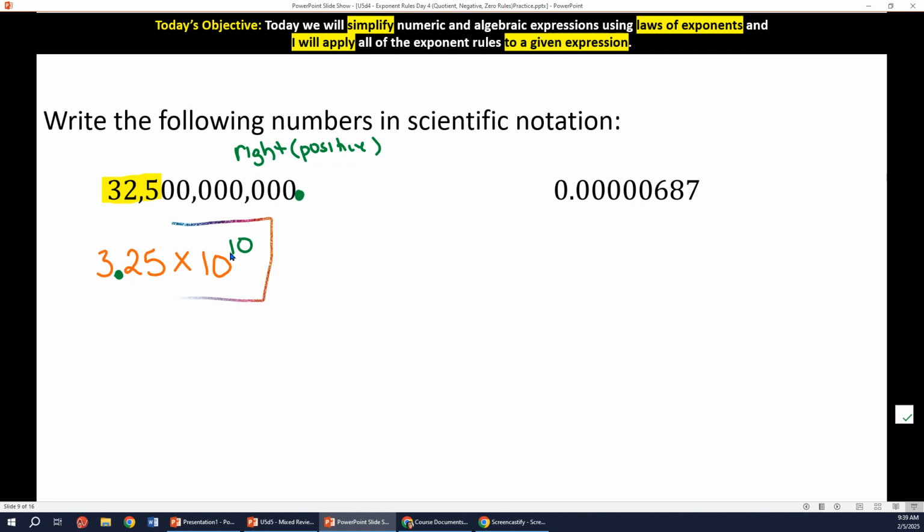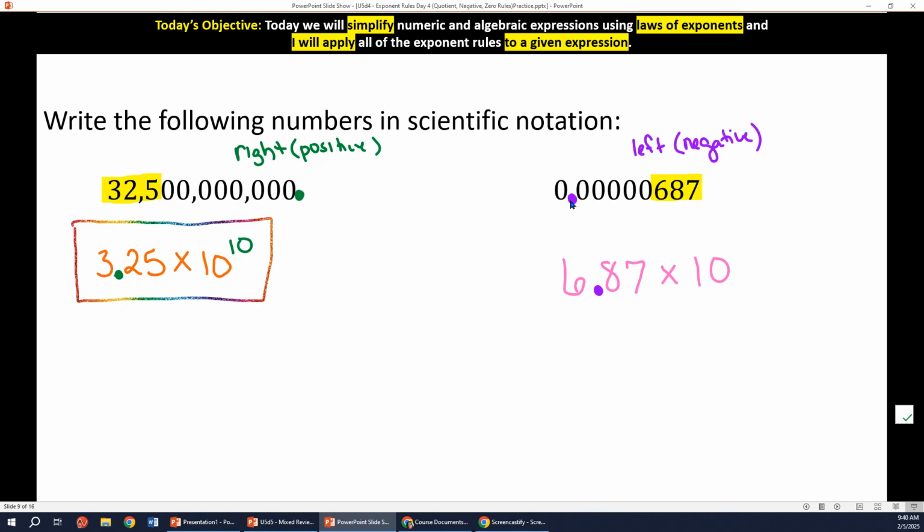Okay, when I look at the next one, I can see that's a really tiny number. Again, I only want one number in front of my decimal. So I'm going to put 6.87. If that's where my decimal is, right there, I need to figure out how many places I moved it to get it back to where it is right now. How many places do I have to move it to the left to get it back where it originally was? So let's see. I have to move it 1, 2, 3, 4, 5, 6 places to the left, which means negative. So to the -6th power.